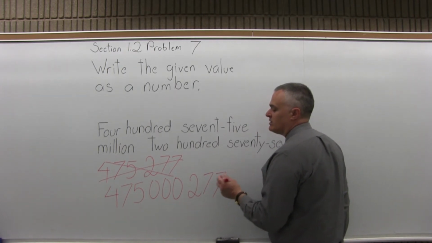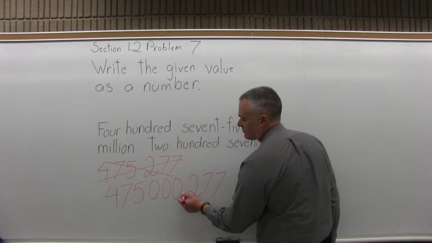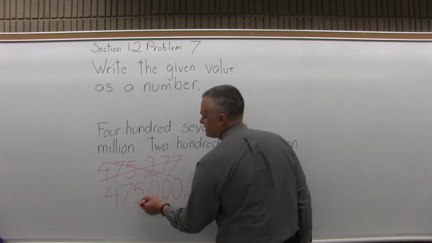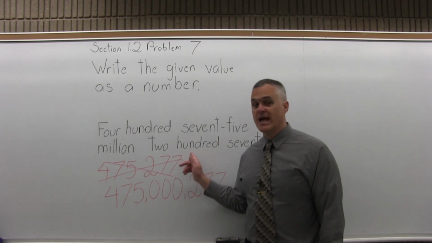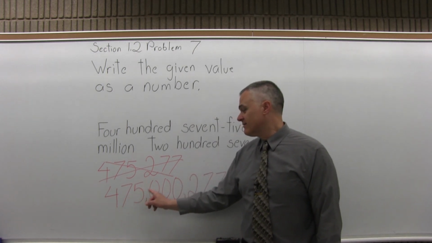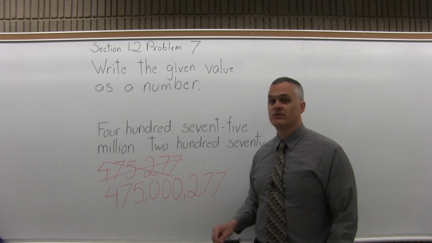277. So now if you move in 3 digits from the right, you can put a comma. 3 more digits, you can put a comma. And that's how you would write this value as a number, 475,277,000.